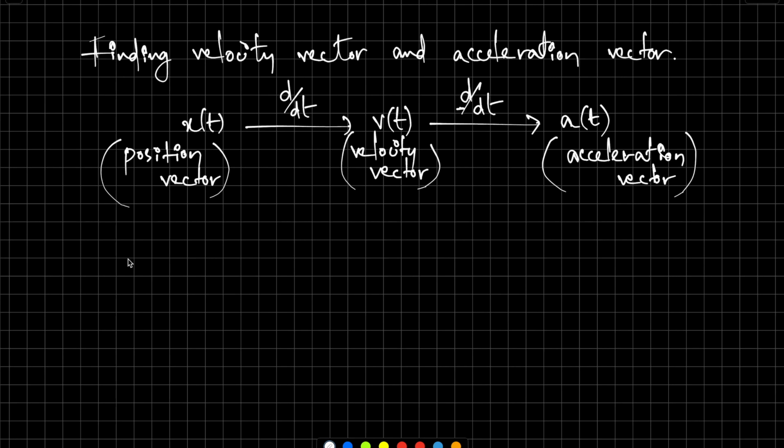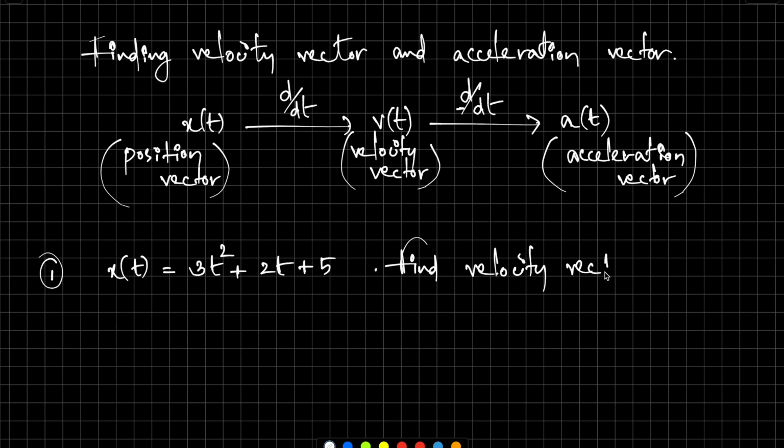Okay, so let's solve a problem. First one, I'm going to give you a position vector x of t. X of t equals 3t square plus 2t plus 5. Position as a function of time, x as a function of t. That's why there is t here. Find velocity vector.